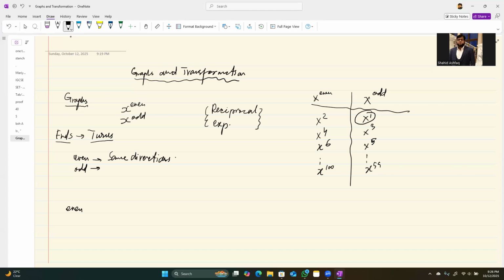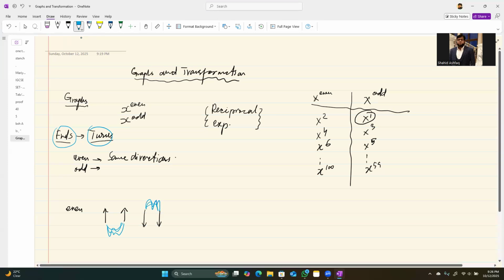When we have an even power, the graph ends can be both upward, or both downward, in the same direction. Then we can have one turn, or two turns, or multiple turns. So turns can be anything. That's how we split turns and ends. The ends will always be in the same direction, either upward or downward, and similarly we can have one turn or multiple turns. The turns are based on the power, so we decide the turns from the power.